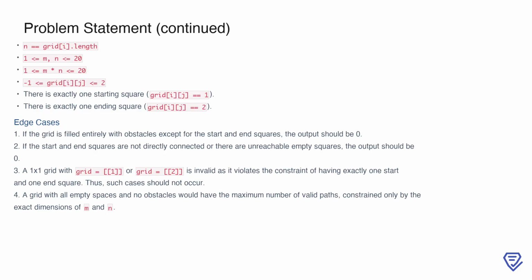For edge cases, consider a grid filled entirely with obstacles except for the start and end squares. In such a scenario, there's no valid path, and the output would be 0. Similarly, if the start and end squares are not connected or there are unreachable empty squares, the result is also 0. Finally, a grid with no obstacles and only empty squares would yield the maximum number of valid paths, limited by the grid size. These constraints and examples help clarify the problem's requirements and guide us in designing an efficient solution.